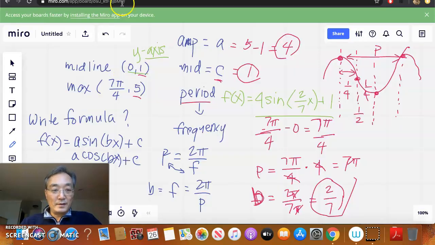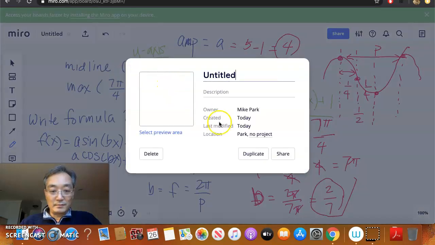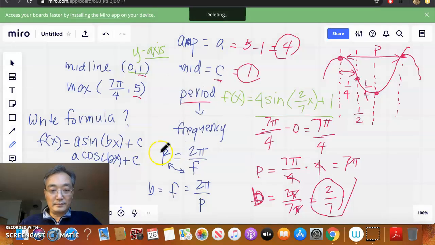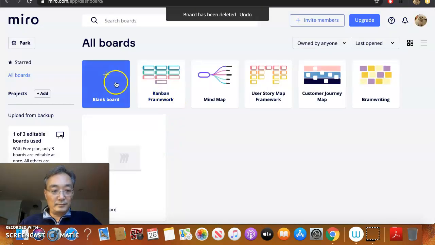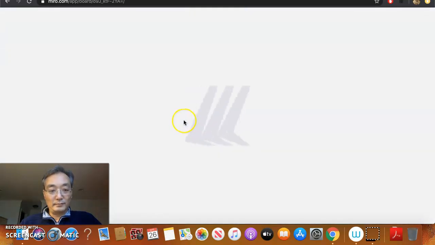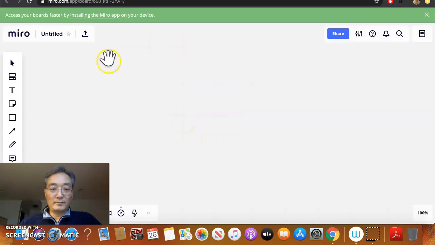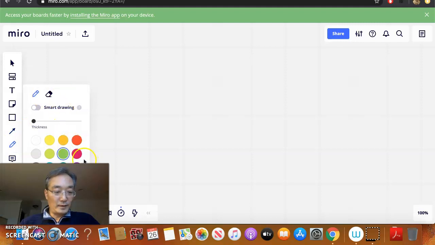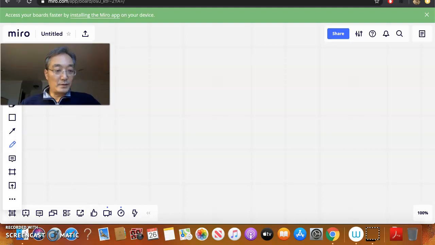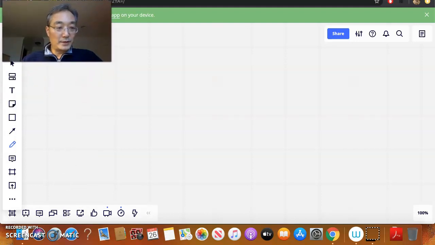So let's clear this out. Let's delete it. Okay, let's start with that nice clean board. You know what? I'm going to pick a different color here. Let's pick dark blue. All right, so let's do it.